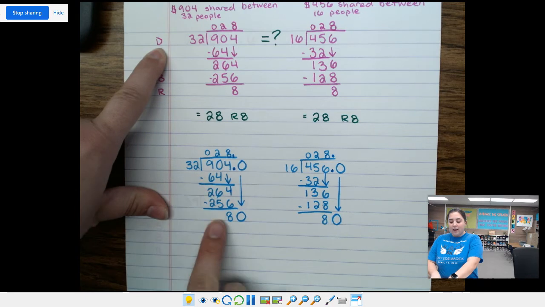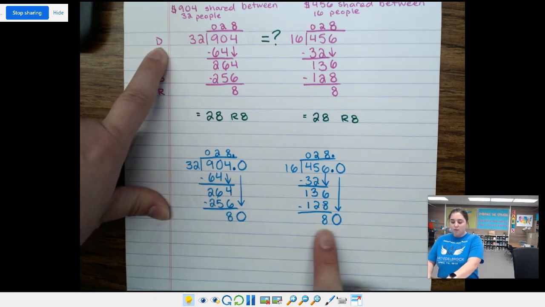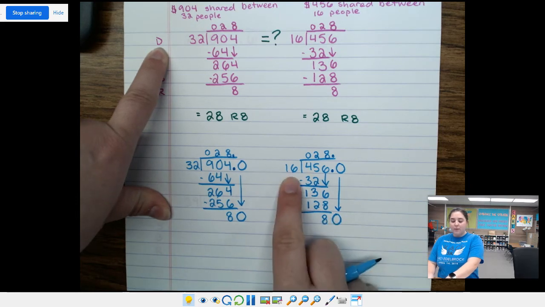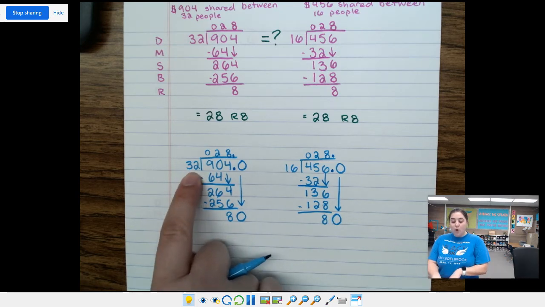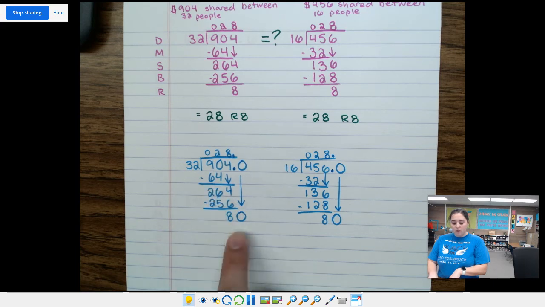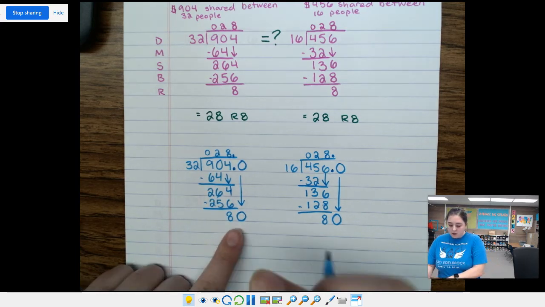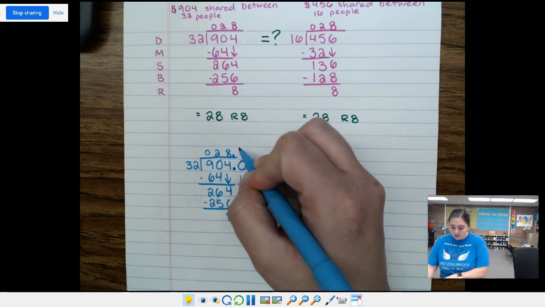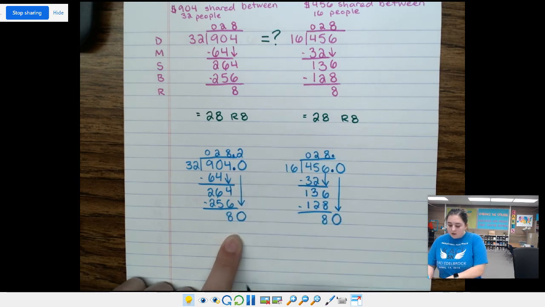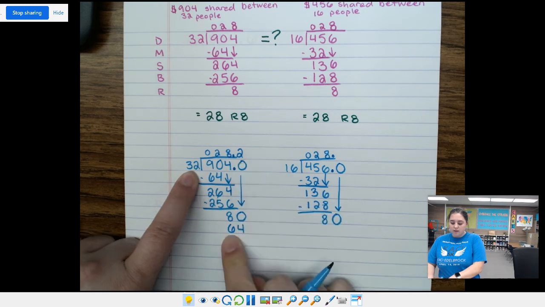This time I need to divide 80 by 32. This problem, it's going to be 80 divided by 16. Are those going to get me the same answers? No. So on this one, how many times can 32 go into 80? It can go in twice. So I'm just double checking. Twice, which would be 64. 2 times 32 is 64.